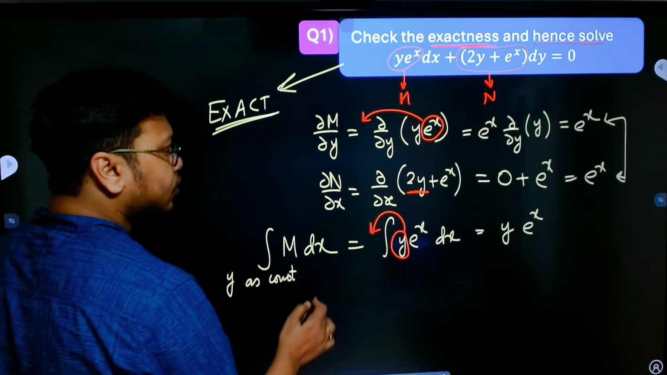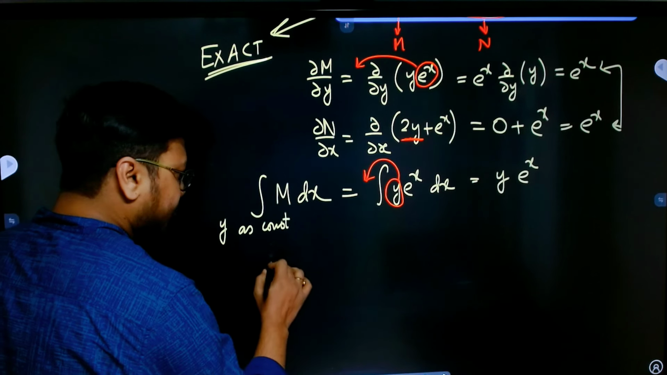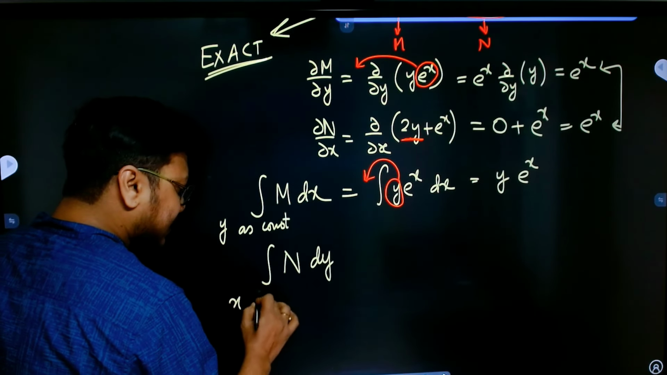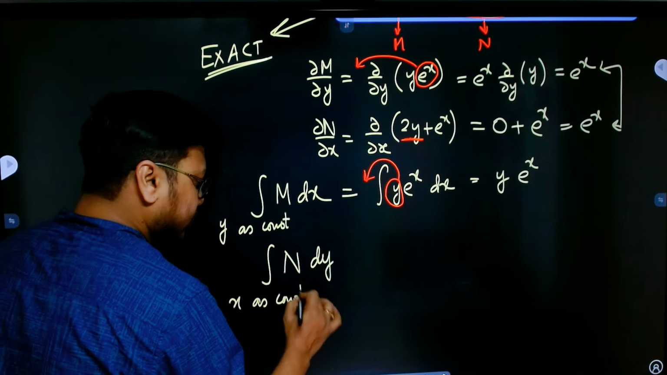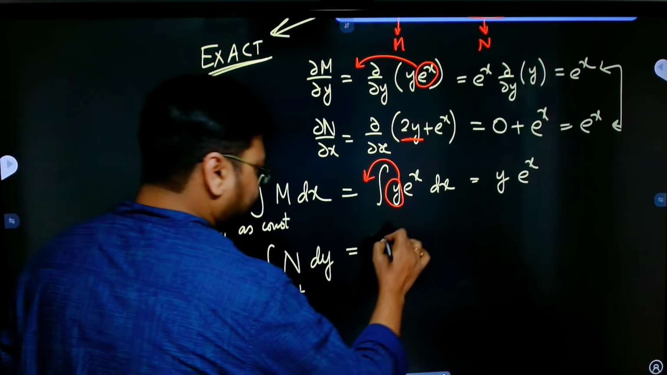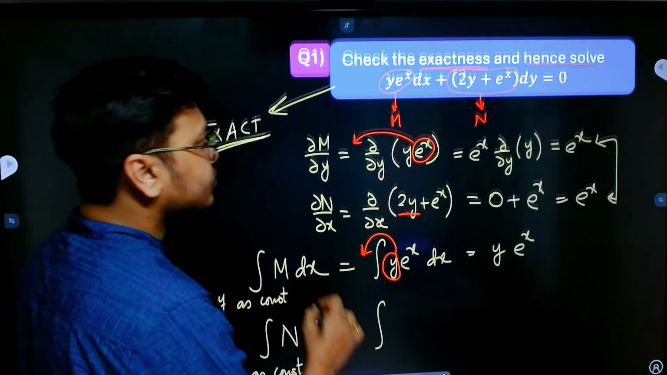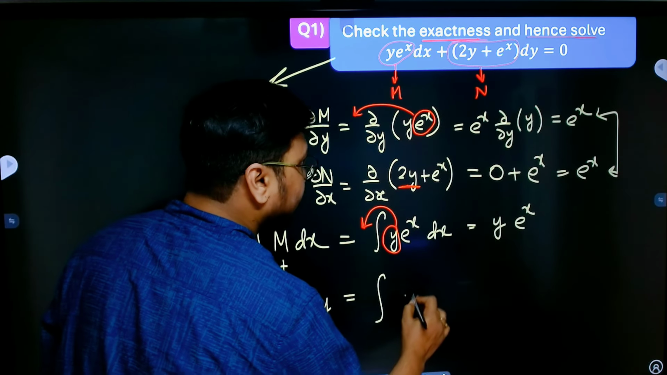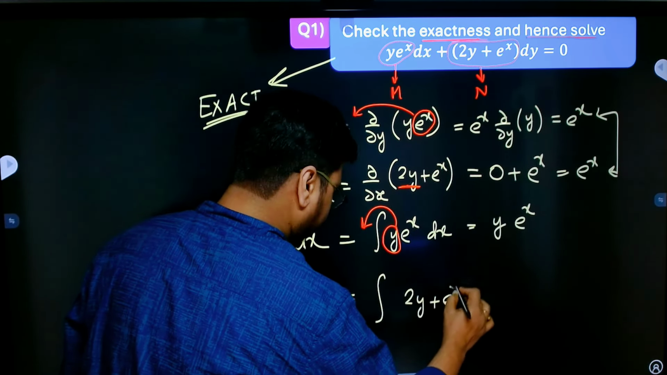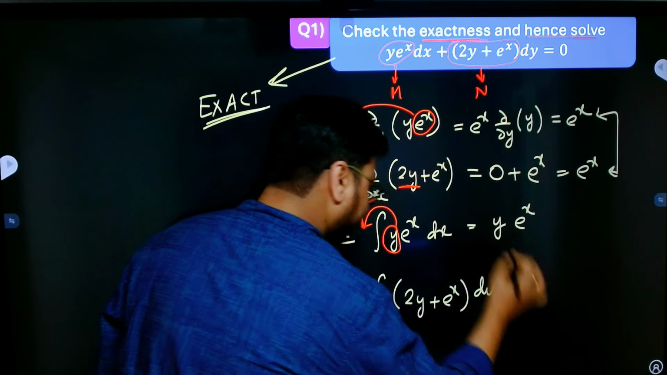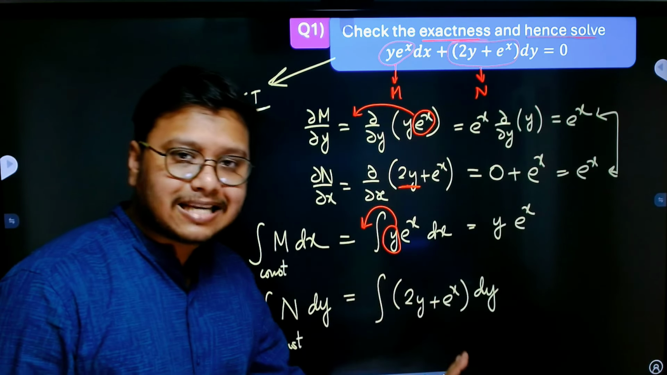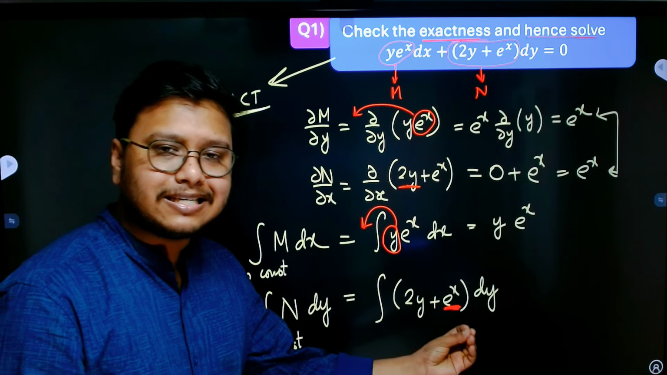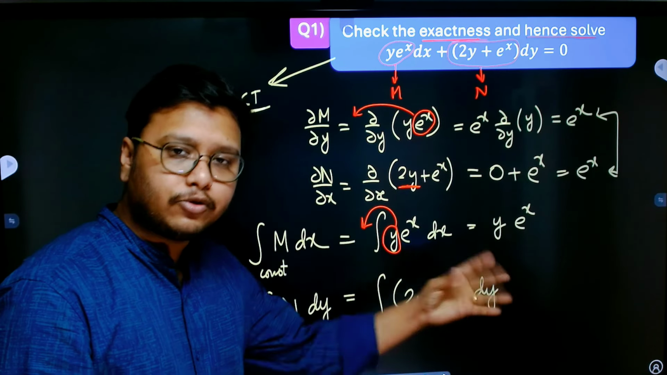Okay, so now in a similar fashion we'll be doing integration in dy, where we'll be treating x as constant. So our N term is 2y plus e to the power x dy, right? where we are going to treat x like a constant. So that means e to the power x is like a constant. So its integration would be y times e to the power x.